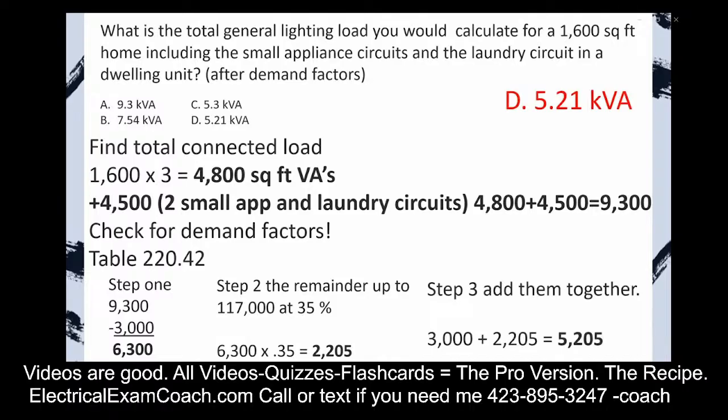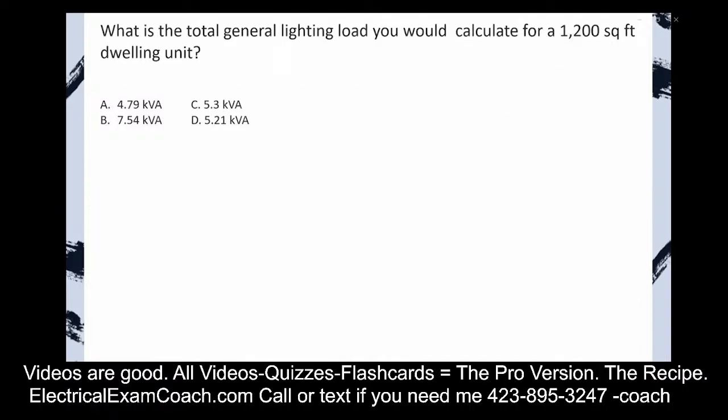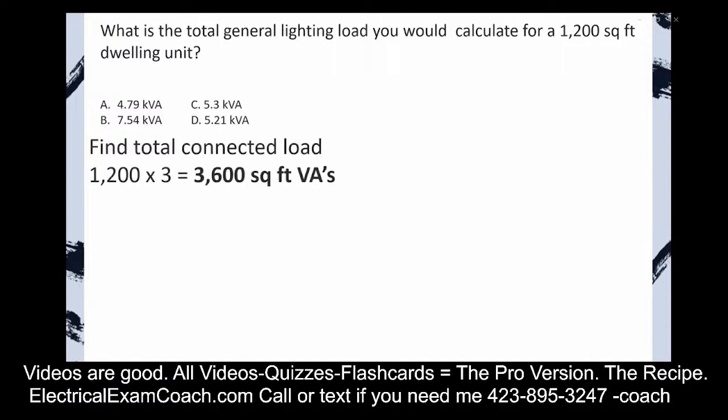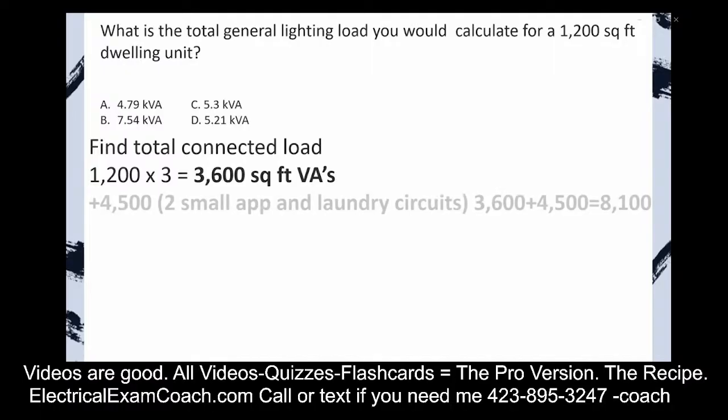Great job. What is the total general lighting load you would calculate for a 1,200 square foot dwelling unit? Notice that I took out all the pointers that we had in the previous slide. Anytime it asks for the total, you're always going to be applying a demand factor if there is one. And in every one of these type calculations, you're going to have the 2 small appliance and 1 laundry circuits. Step 1, find the total connected load. We're going to take our 1,200 square feet multiplied by 3 VAs per square foot, and that's going to give us 3,600 square foot VAs. Now we have to tack on our 4,500 for our 2 small appliance and 1 laundry circuits. 3,600 plus 4,500 equals 8,100.